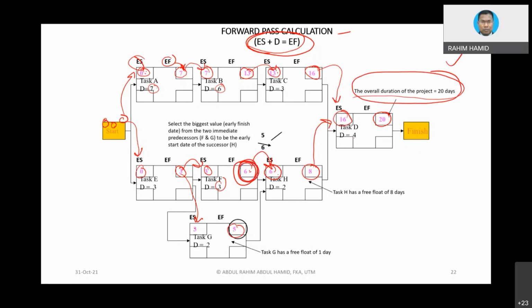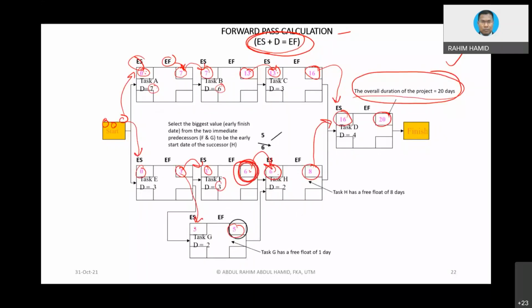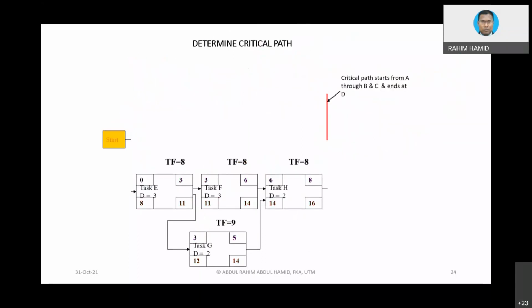Okay, one answer. Now, if we want to complete the diagram, let's complete the diagram by calculating the backward pass. How do we do the backward pass? Okay, backward pass.